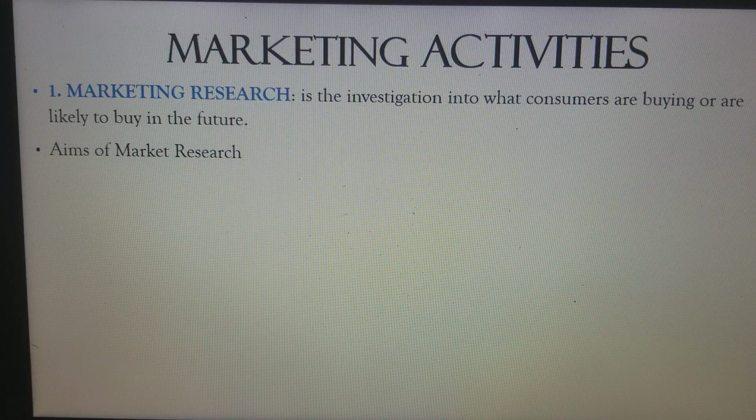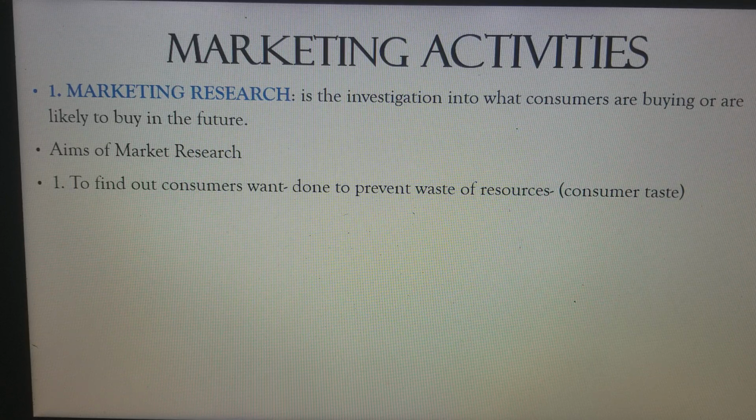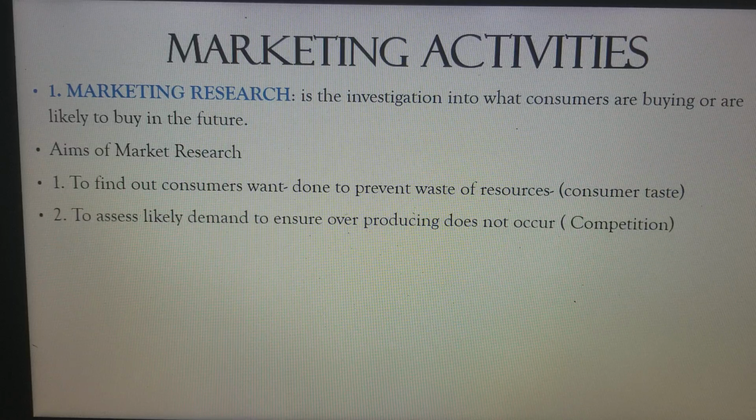What are the aims of marketing research? One, to find out what consumers want. This is done to prevent waste of resources. So you don't want to be producing something and the consumers are not wanting it, are not buying it, right? So we are finding out the consumer's taste. Two, to assess likely demand to ensure overproducing does not occur. So we want to really match the competition that is out there.